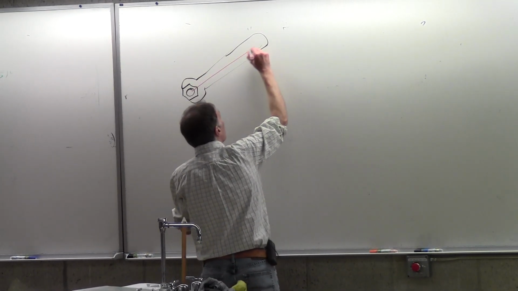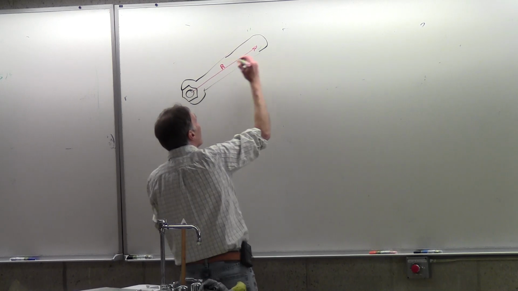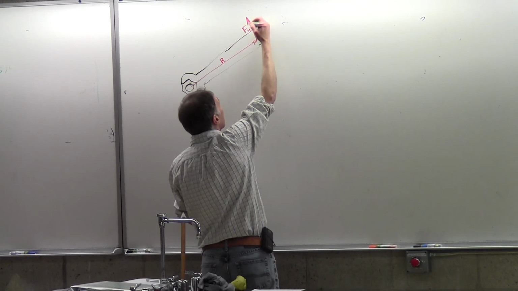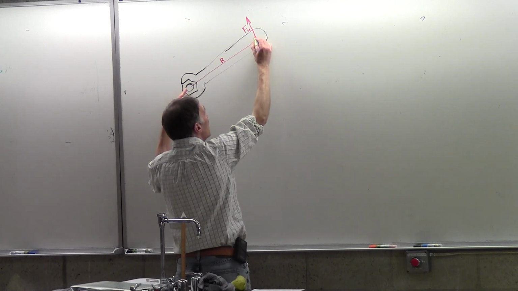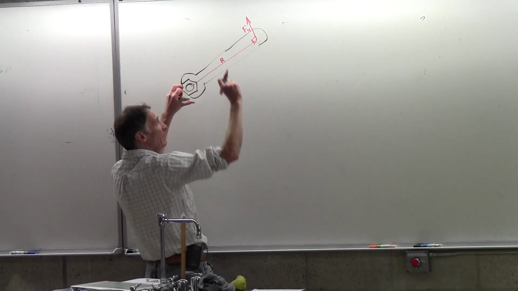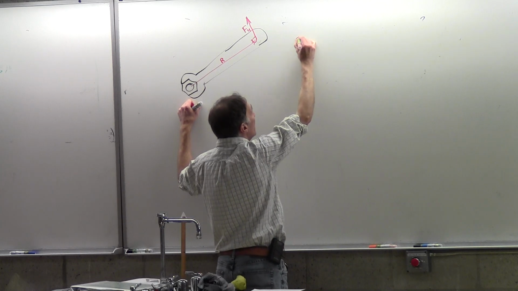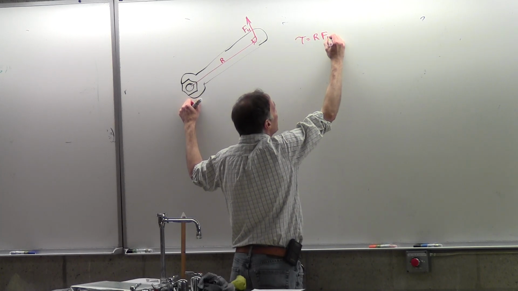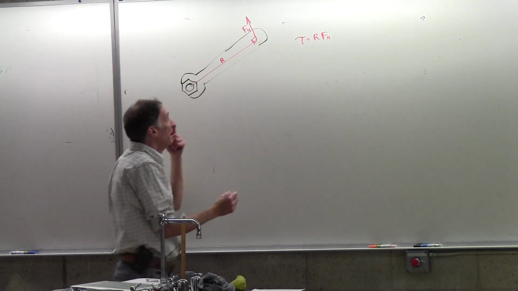You're going to have some length of the handle we'll call R. We apply the force perpendicular to the handle, and I think this is the most intuitive way of thinking of that torque or that twist. Torque is going to be equal to R times F perpendicular, and so this is a good one.